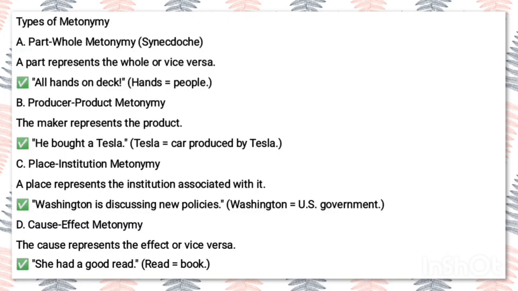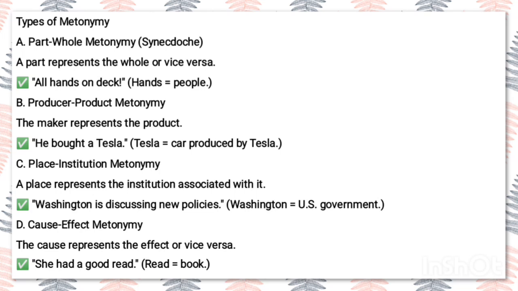Types of metonymy. First one is part-whole metonymy, that is synecdoche. This involves using a part of something to represent the whole or vice versa. For example, all hands on deck. It means hands represent people who can help.